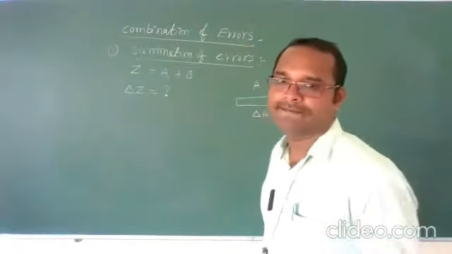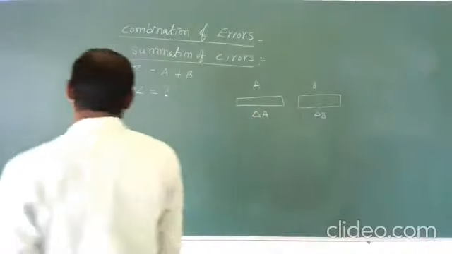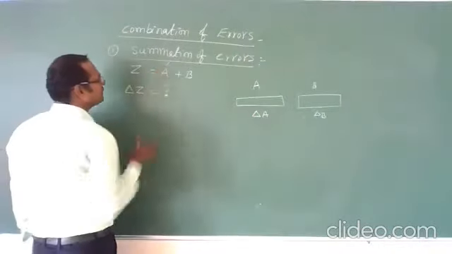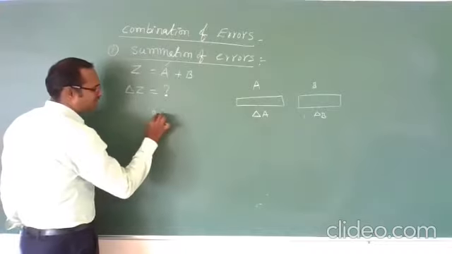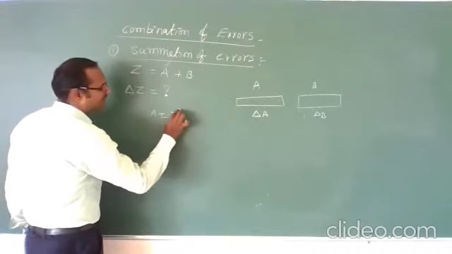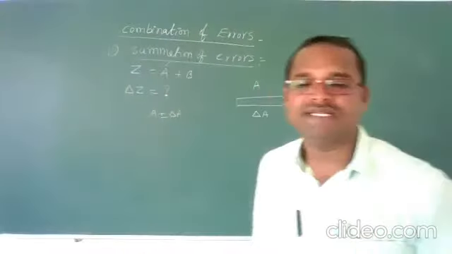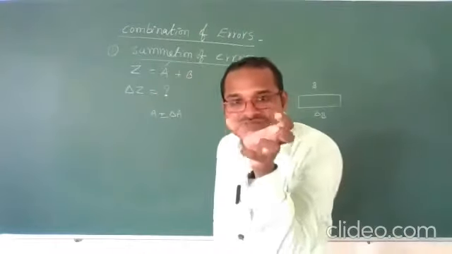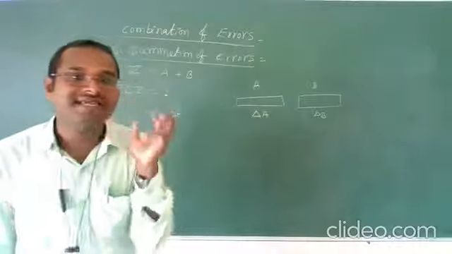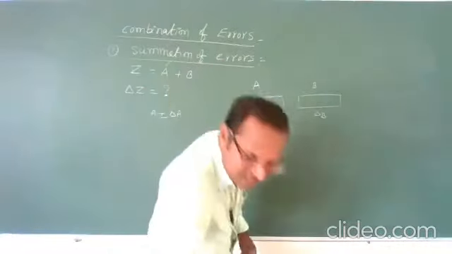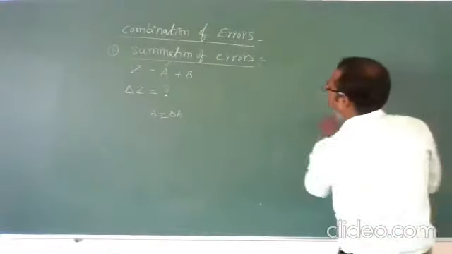Clear? Okay? Now see, for a value A, you can write A plus or minus delta A, because any value you get, with the absolute error, the total value of that reading will lie between these. I have given it like this. I think you have remembered this point.